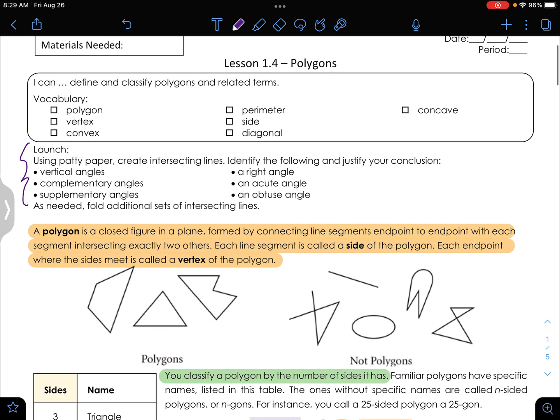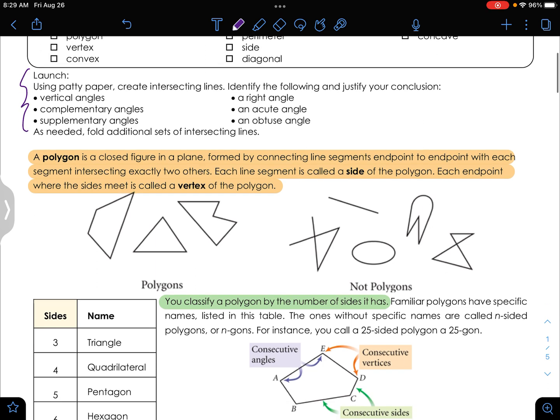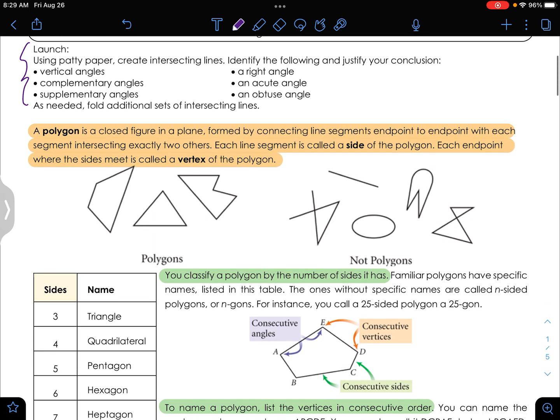So a polygon is a closed figure in a plane formed by connecting line segments, endpoint to endpoint, with each segment intersecting exactly two others. So if you look at these, you have polygons. Closed means that they are a closed figure. If you were to fill them up, stuff would not leak out of them.